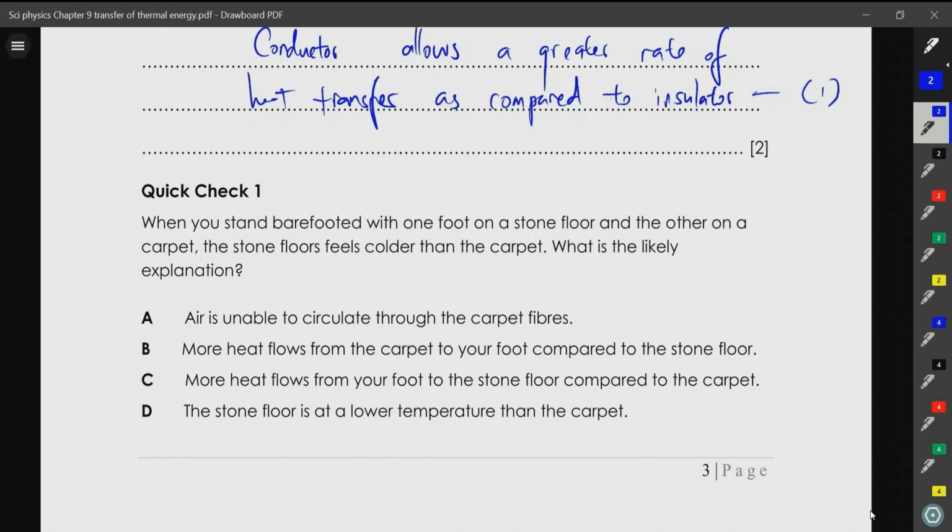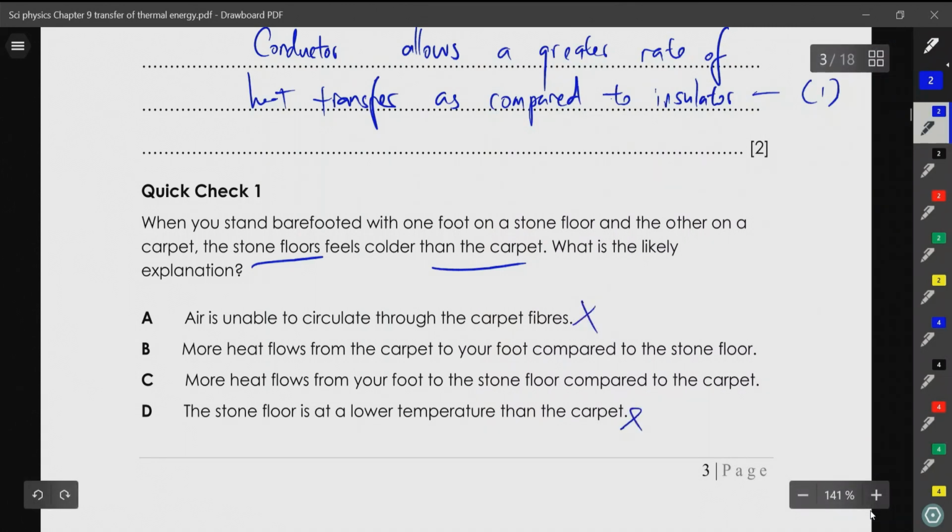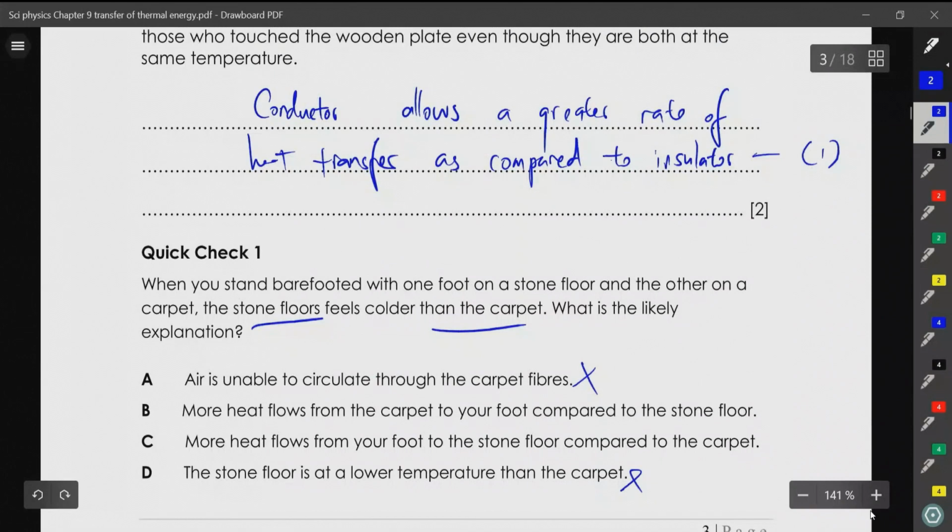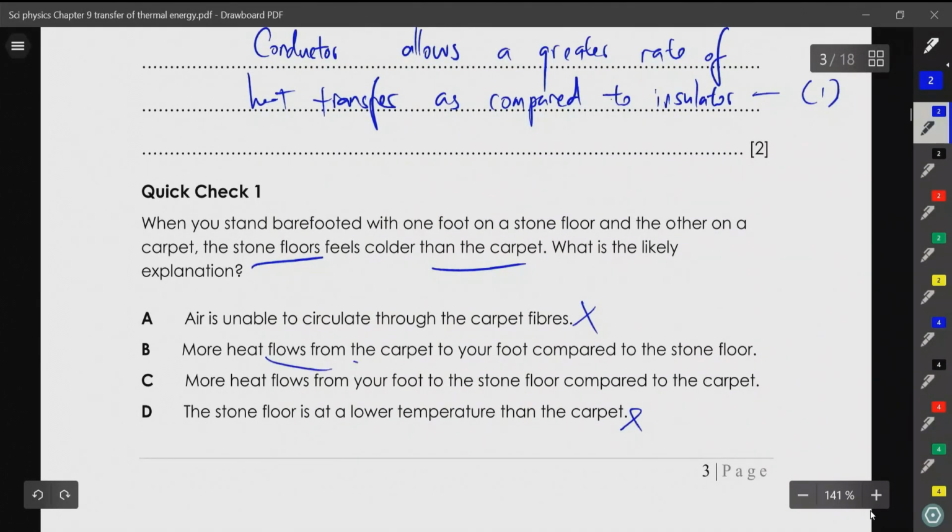Anyway, the stone floor feels colder than the carpet. In other words, stone is a better conductor as compared to carpet. So if it feels colder, it means heat is flowing out from our body, right? So I don't think A and D are correct. Let's just look at B and C. More heat flows from the carpet to your foot, more heat flows from your foot to the stone floor. Flow from carpet to your foot, I think this is wrong as well, so the only answer is C. Heat flows from our foot to the stone floor, and more heat flows to the stone floor than to the carpet.